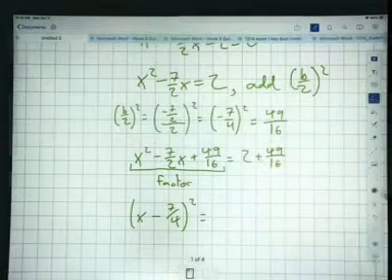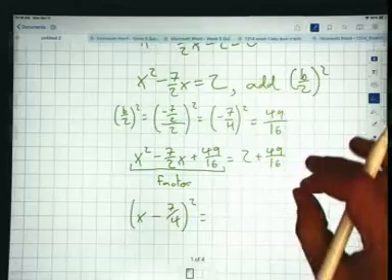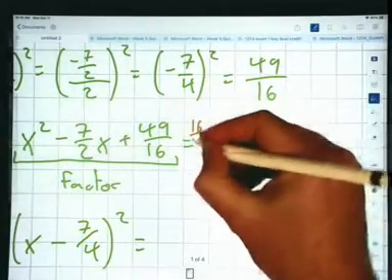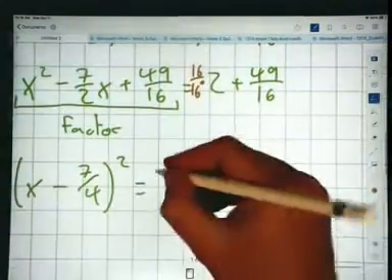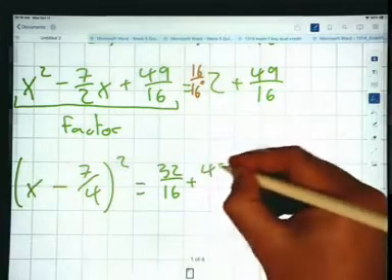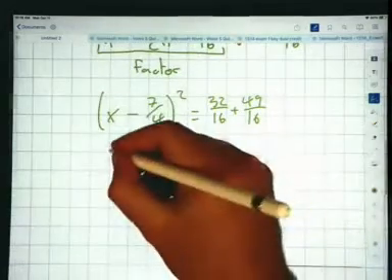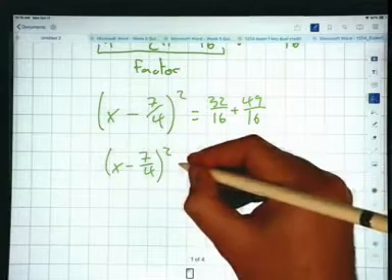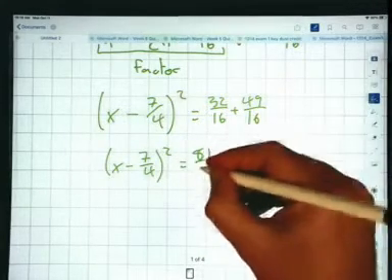Now back over here, I've got to do some work, because we want to combine these together, but notice that we have a fraction, so I'm going to multiply this 2 by 16 over 16. So that's going to give me 32 over 16 plus 49 over 16. So we have x minus 7 fourths, quantity squared, is equal to 32 plus 49 is 81 over 16.